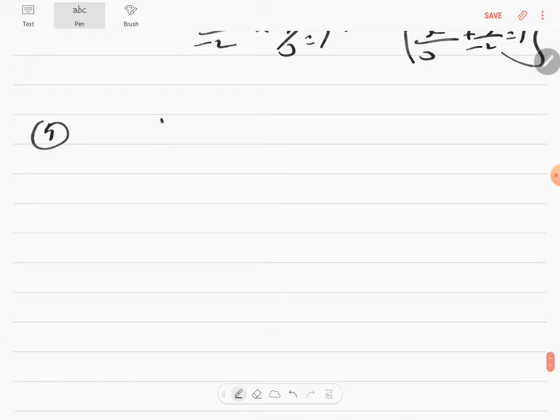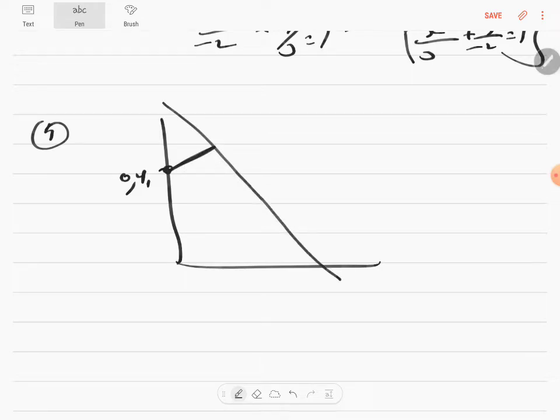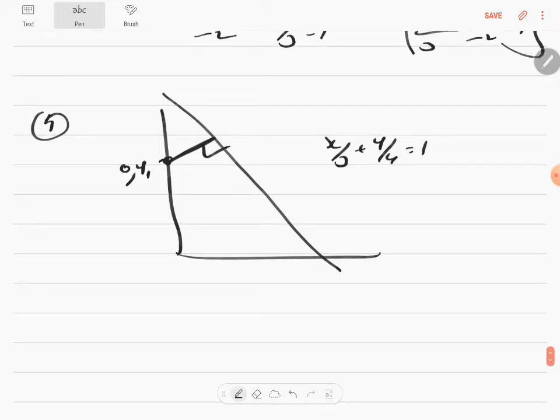The point on the y-axis. A point on the y-axis is (0, y1), just like a point on the x-axis is (x1, 0). The point on the y-axis is (0, y1), and the distance between this point and the line x/3 + y/4 = 1 itself is 4 units. The distance itself is given.